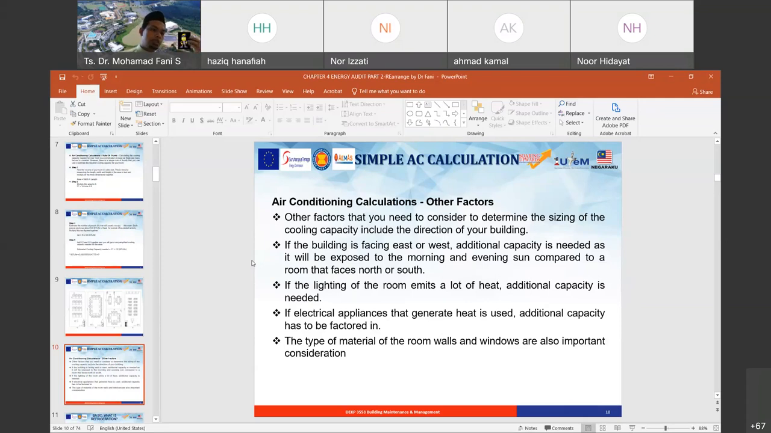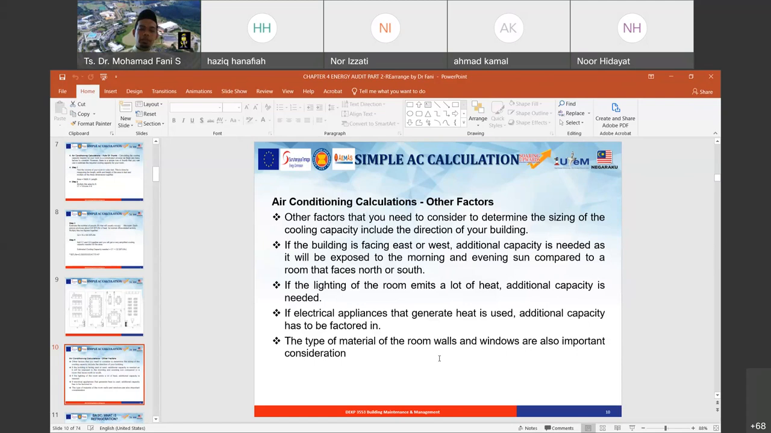So the air conditioning system with the standard cooling capacity doesn't have the ability to supply enough cooling to the load, so it will increase the temperature inside the room. That's why you will feel very hot inside the room. If electrical appliances that generate heat are used, additional capacity has to be factored in, for example an oven or a freezer, which generate heat inside the room.